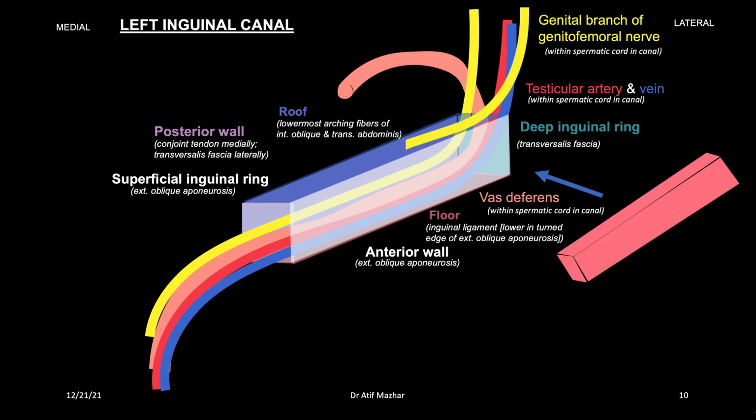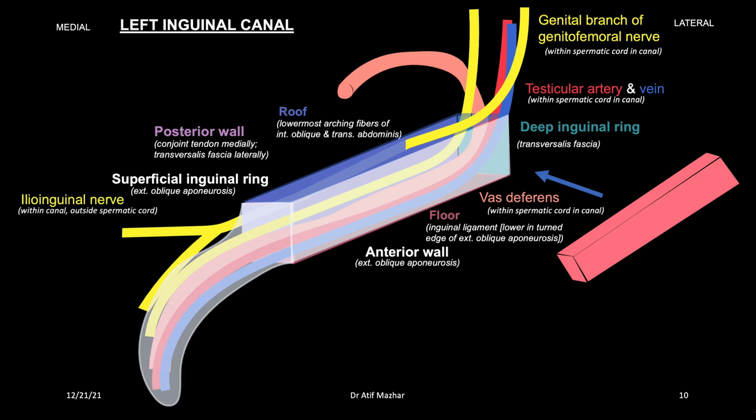Now after that, there is another nerve, but it does not enter, worth noting, it does not enter the deep ring. Rather, it pierces the roof, and then it runs in the canal, and then it exits out through the superficial ring.